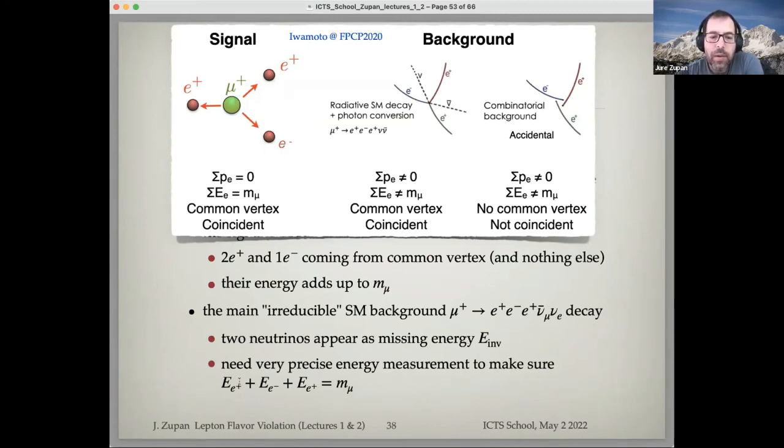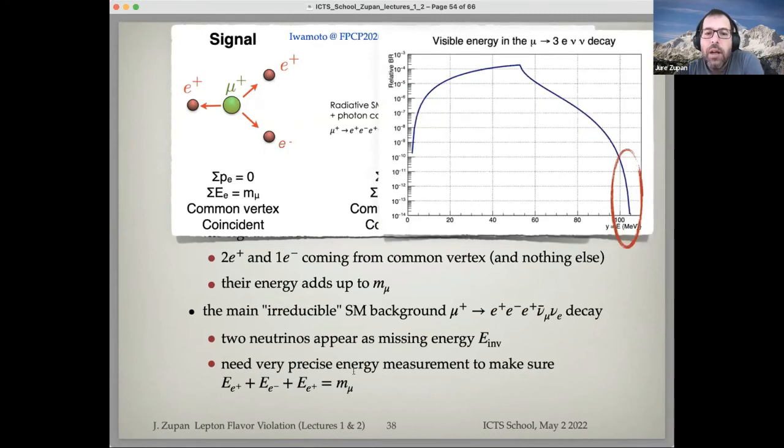So you need a very precise measurement of the 2 positrons and the electron energy, so they need to add up to the muon mass. If we look at the branching ratio, this is a region where the neutrinos are very soft. That's the end point where the energy of the visible particles is close to the muon mass. So the 2 neutrinos are very soft. Sounds like a huge suppression, no? So if you measure this precisely, you can just ignore that there are still some mu to 3e nu nu-bar decays.